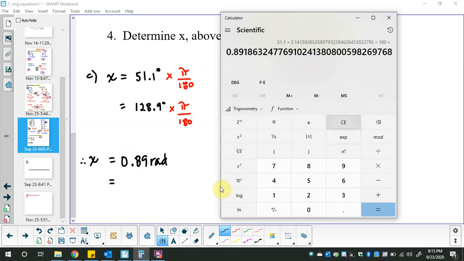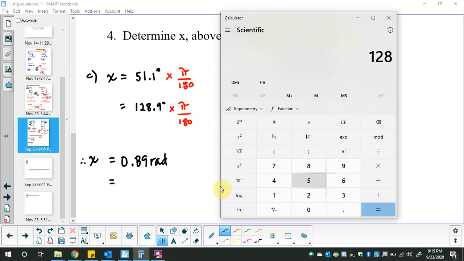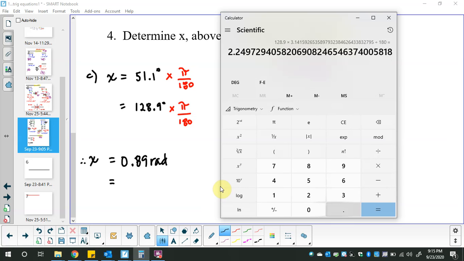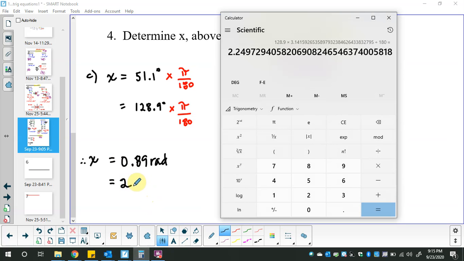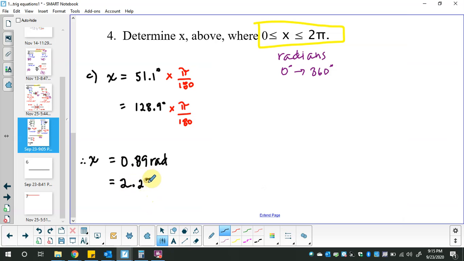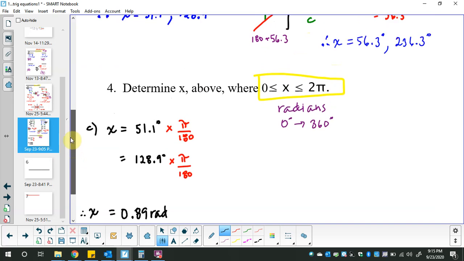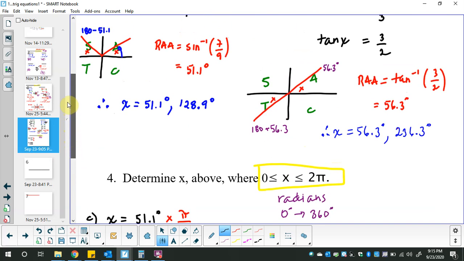Then clear it off. 128.9 times pi, or 3.14, divided by 180 equals, and we get, oops, I should have paid more attention, 2.25 radians. Again, be specific, radians. So when I give you the same space but different units, it's okay. It's just one extra little thing to do, and it's not complicated math. It is kind of annoying, I'll admit it.